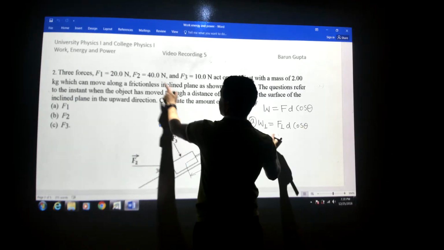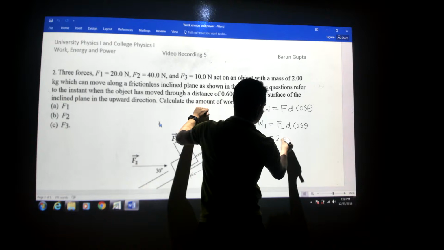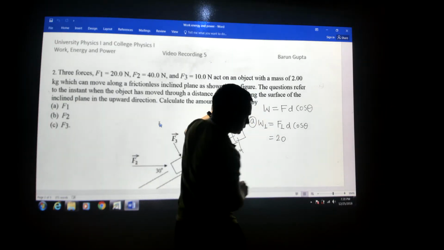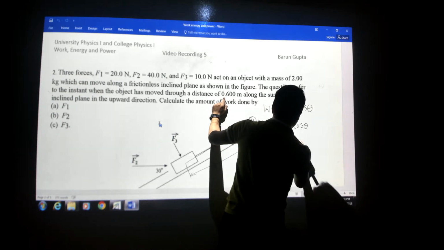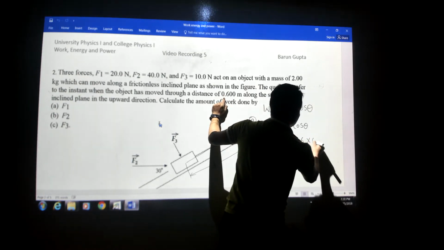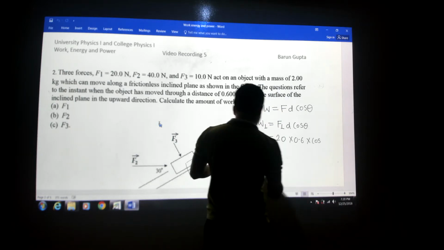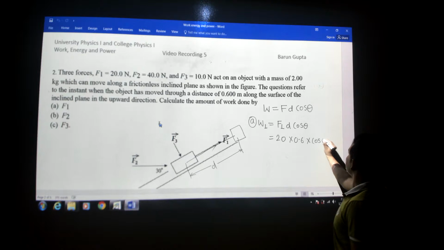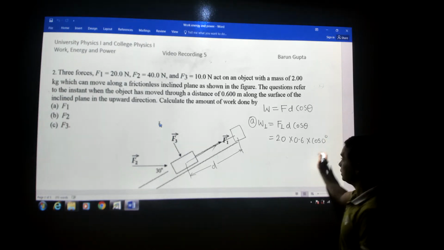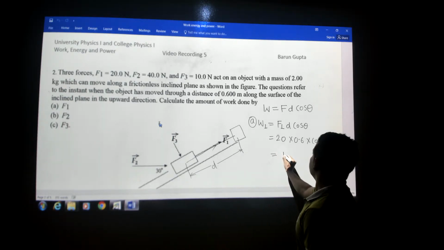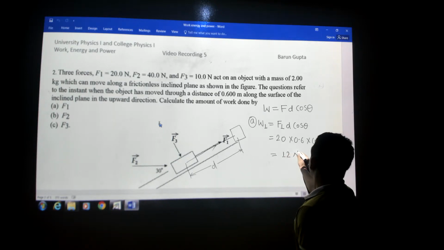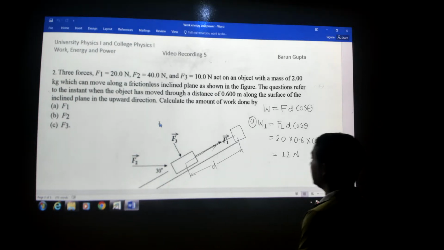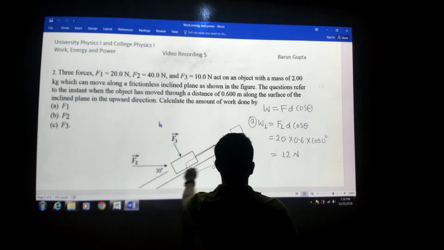What is the force F1? F1 is 20 Newton. The distance D is 0.6 meter, as given here. 20 times 0.6 times cosine theta. What is the angle? For this force, the angle is 0 degrees, so cosine 0 is 1. So the answer will be 12. It's pretty simple.